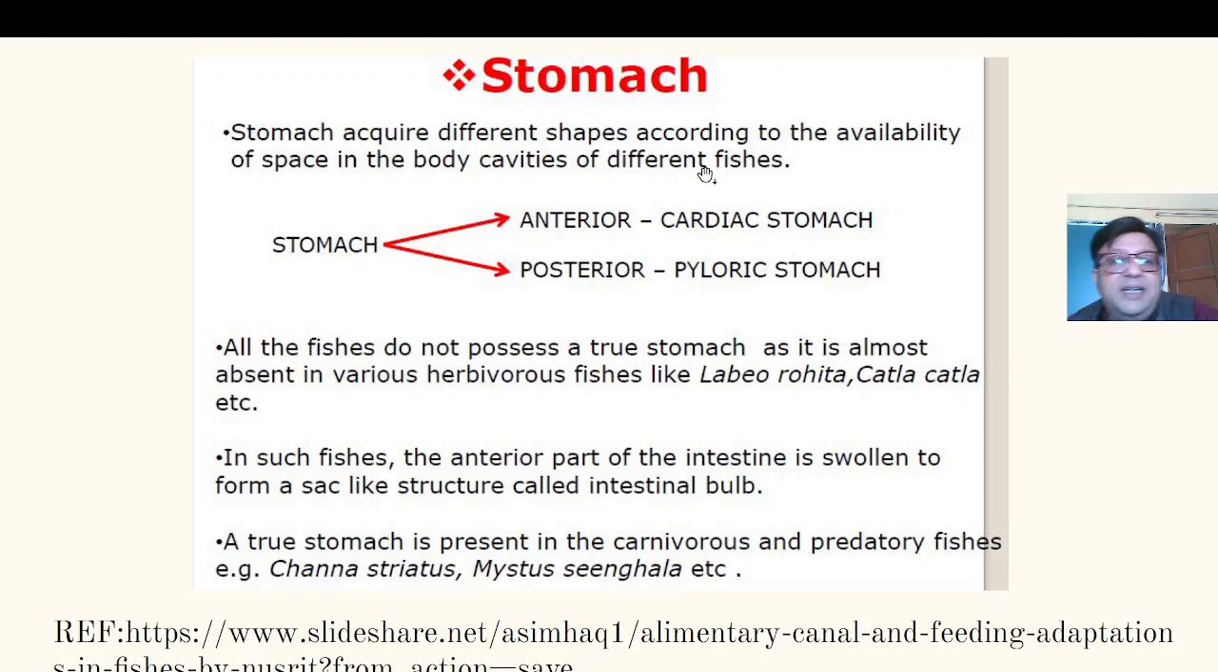Okay, let's go to the stomach. Next one. First, it is divided; it has different shapes and sizes, and then it is divided into the anterior cardiac stomach and the posterior pyloric stomach. We also have the same thing.